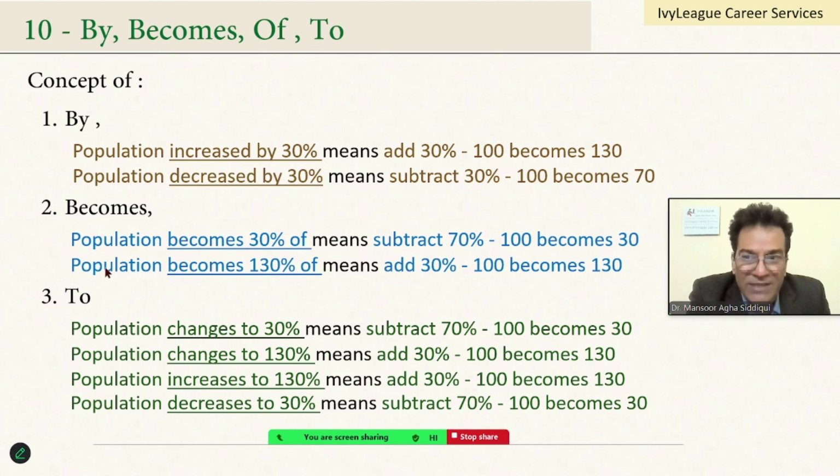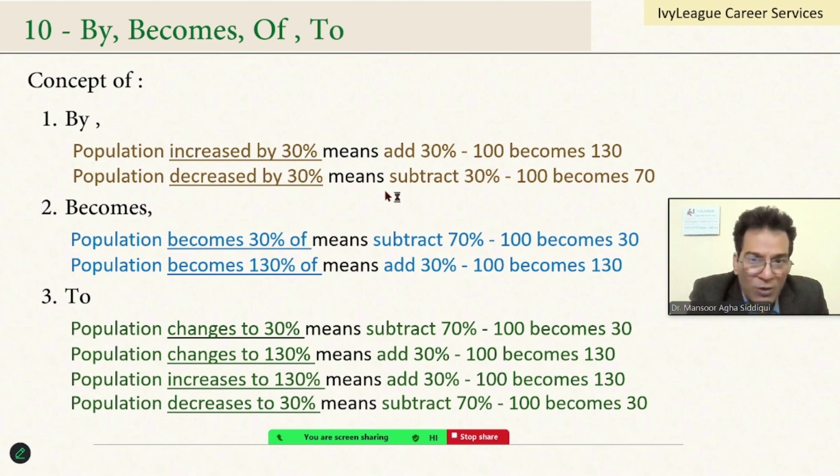Similarly, if the question says the population of a particular city becomes 130% of its last year's population, it basically means whatever is the last year's population, you have to add 30% of that last year's population to it again. So if last year it was 100, now it has become 130. Okay. So increased by 30% means becomes 130%, which also means changes to 130%. It also means increases to 130%.